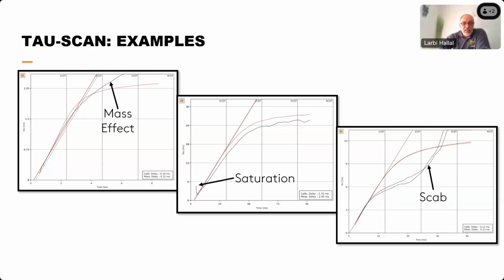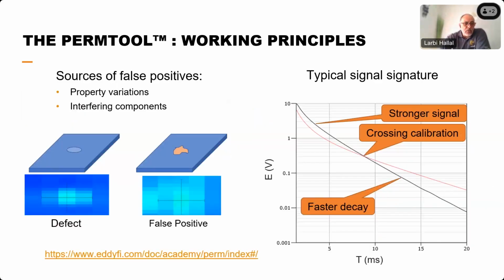That's all for the Tau-Scan. Let's move on to the PermTool.